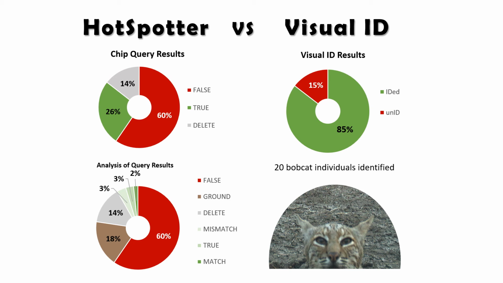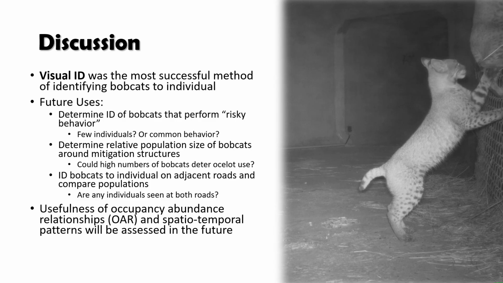As for visual ID results, 85% of bobcats were able to be identified, and 15% were not able to be identified due to the reasons just previously described, such as low photo quality or low number of photos. For visual ID, 20 bobcat individuals were able to be identified. Results showed that visual ID was the most successful method for identifying bobcats to individual.